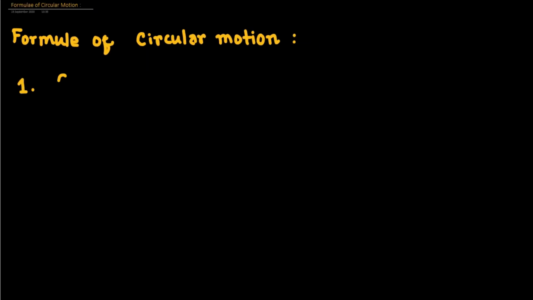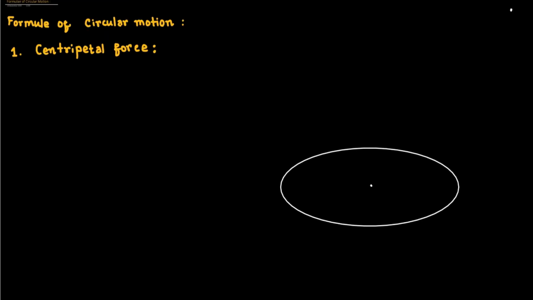Formulae of the chapter Circular Motion. We have to discuss different formulae in connection with the chapter Circular Motion. Number one formula is Centripetal Force. Number one topic is Centripetal Force.